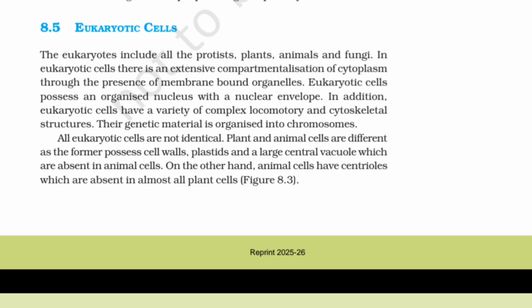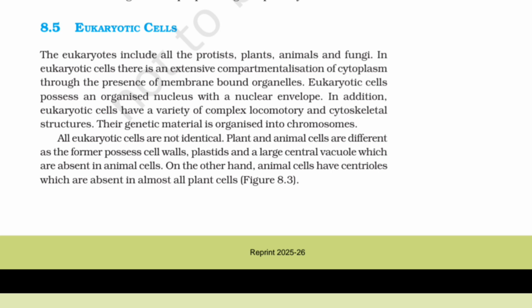Eukaryotic cells. The eukaryotes include all the protists, plants, animals, and fungi. In eukaryotic cells, there is an extensive compartmentalization of cytoplasm through the presence of membrane-bound organelles. Eukaryotic cells possess an organized nucleus with a nuclear envelope. In addition, eukaryotic cells have a variety of complex locomotory and cytoskeletal structures. Their genetic material is organized into chromosomes.